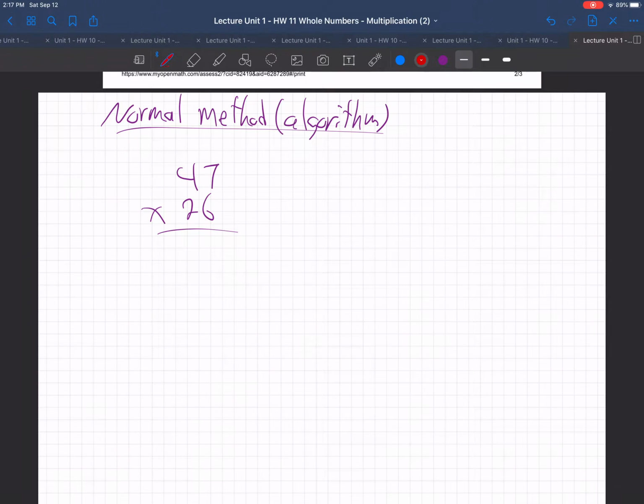What's the normal way? Well, you take the 6 and you multiply 6 times 7, 42. And then you take the 6 and you multiply the 4. 6 times 4 is 24. Add the 4, 28. Right? That's how you start. Let me erase these now.